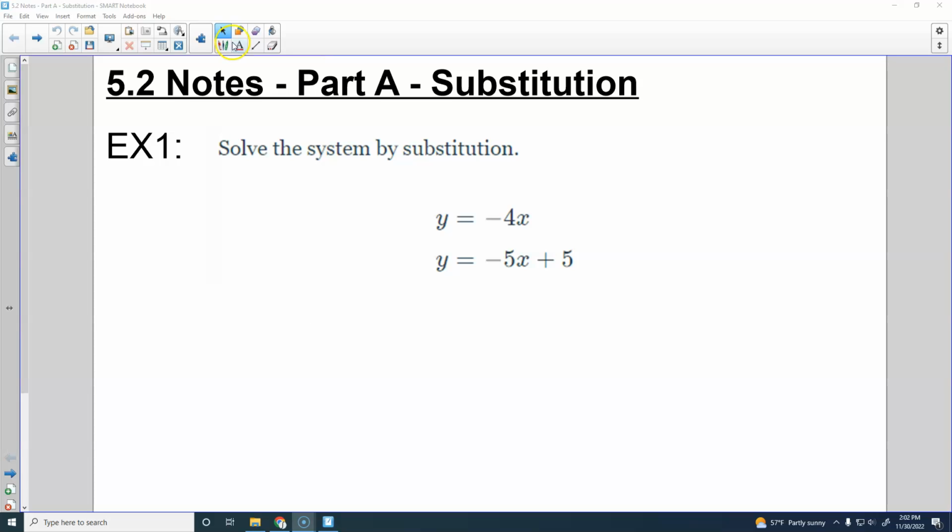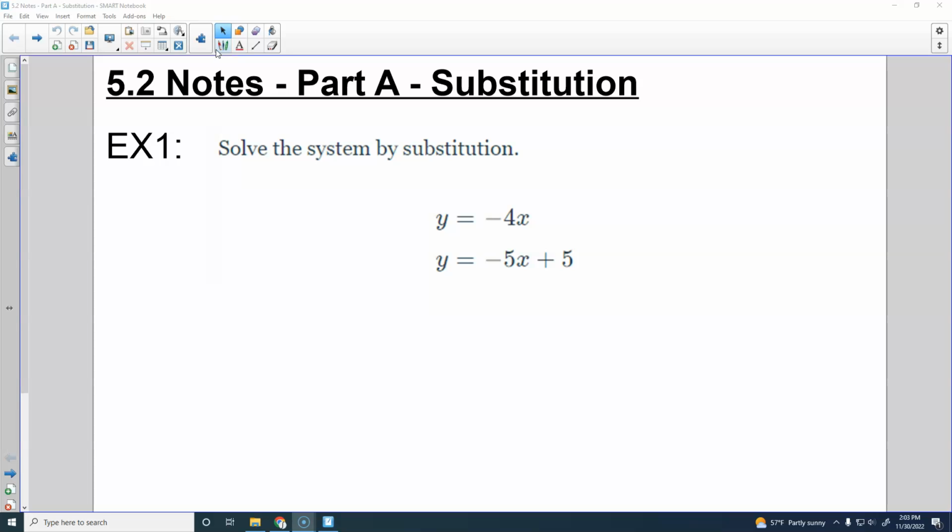Okay, so definitely one way that we could solve this is we could graph it. That is an option, right? So graphing would work for this. I'm not sure if it gives you a whole number answer or not, but it would work. But we are going to learn a new method today called substitution.